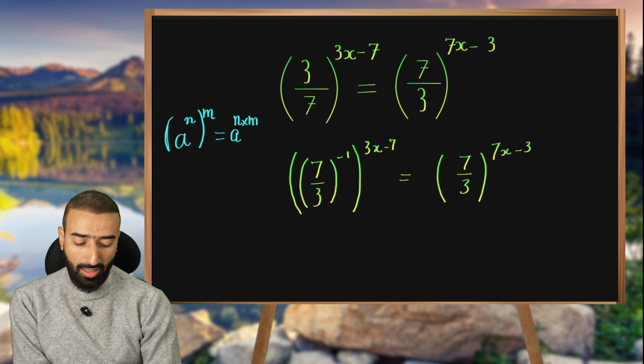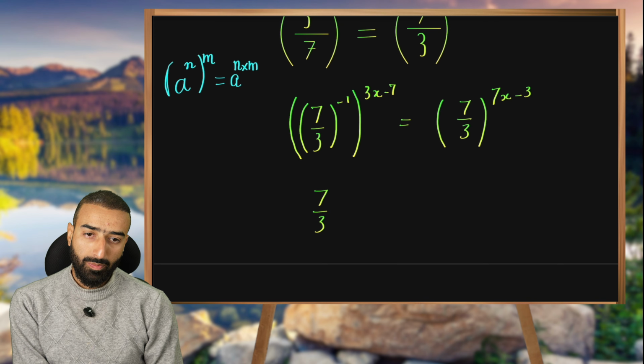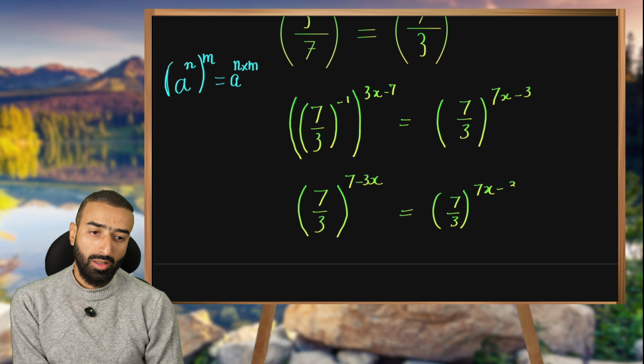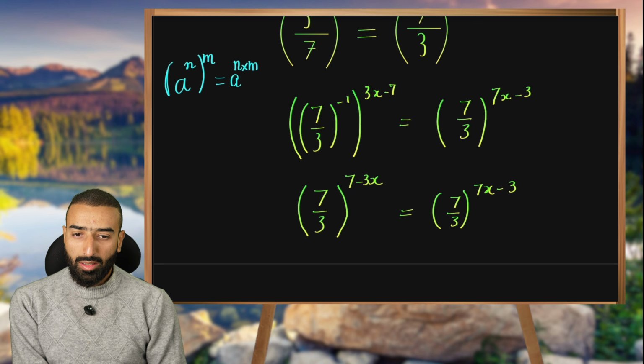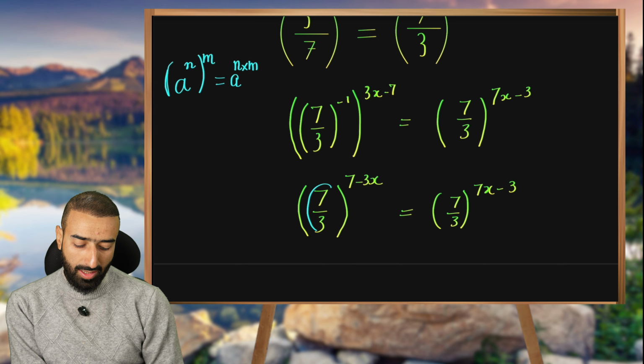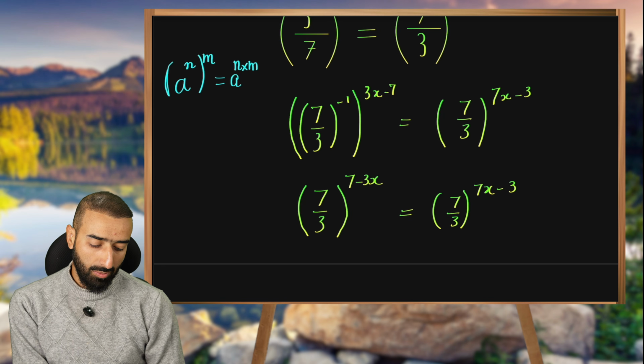So let's write that down. We get 7 over 3 raised to 7 minus 3x. And the right hand side remains the same, 7 over 3 raised to 7x minus 3. Now what do we do? We must realize that the terms inside the bracket, 7 over 3 on the left hand side, and we have the same term on the right hand side.